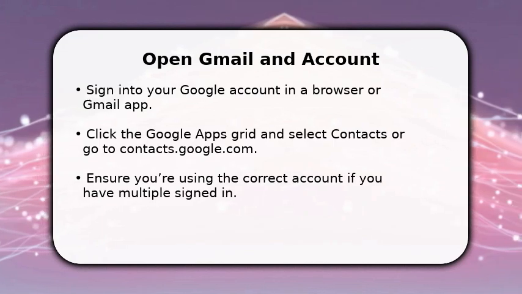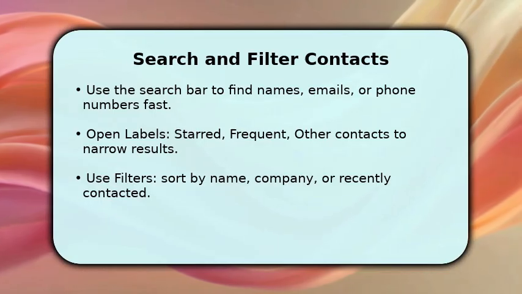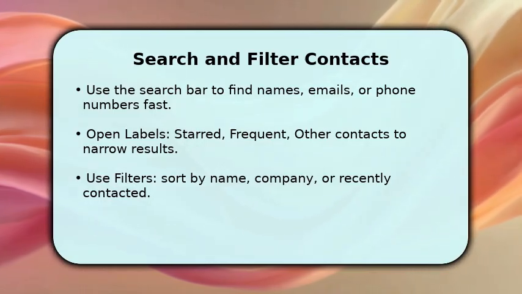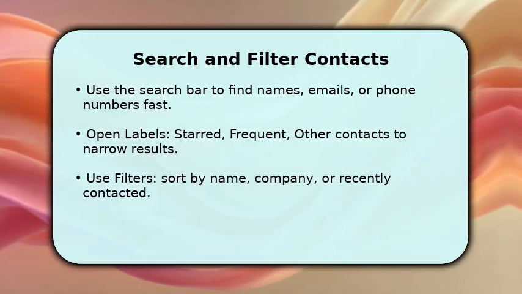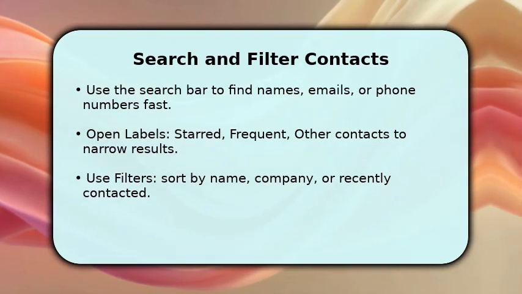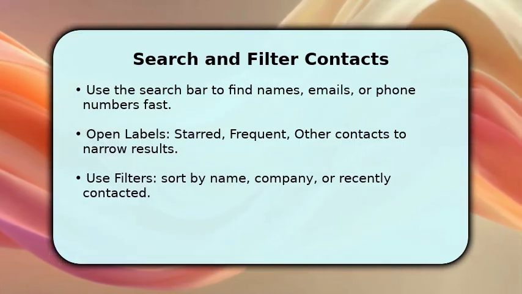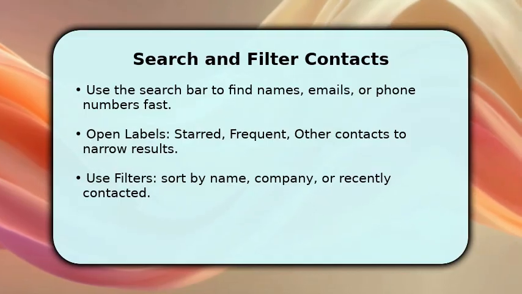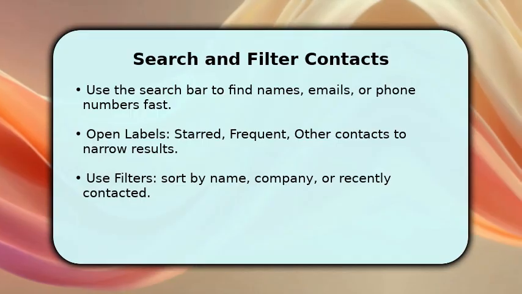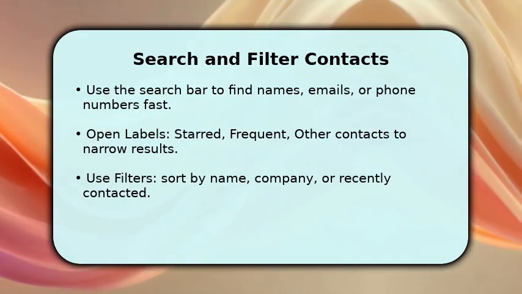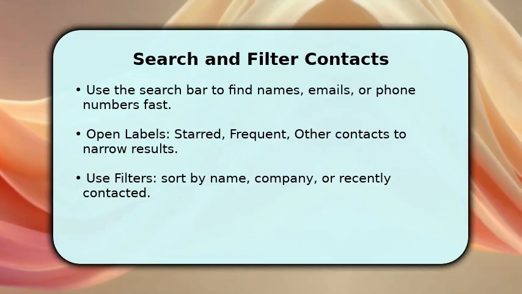Now that you're in Contacts, start by typing a name, email, or phone number in the search bar to locate saved entries quickly. Once results appear, use the left side labels like starred, frequent, and other contacts to focus on specific groups. If you need more precision, click a contact to view details, or use the More menu to filter by company or recently contacted. Once you understand labels and search, locating particular contacts becomes reliable and fast across devices.